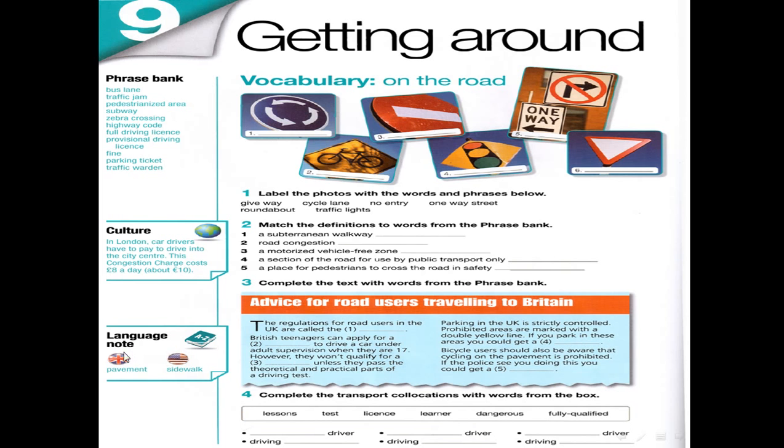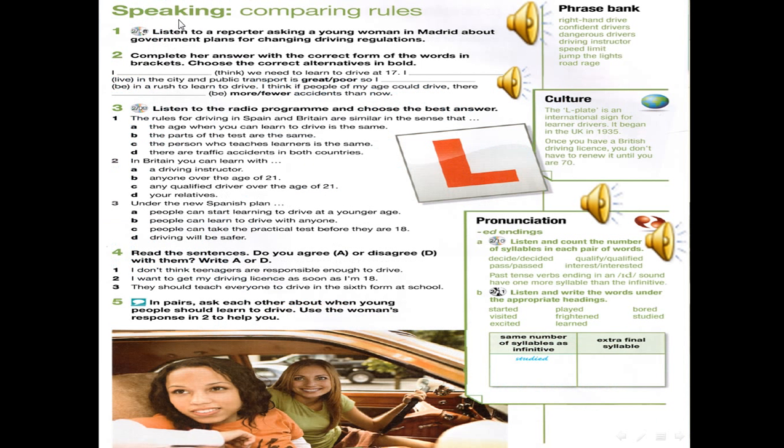Language note here we have. In England, we say pavement for people to walk. But in America, we say sidewalk. Next page. Speaking. Comparing rules between countries here.